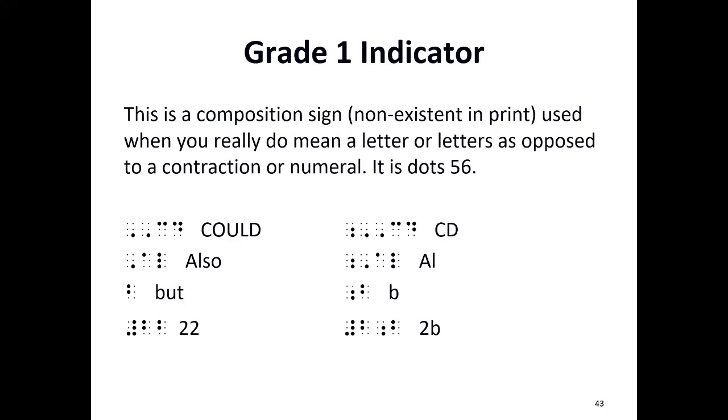There are some other examples here. Also, if you really mean that guy over there, L, A-L, you need that grade 1 indicator. B by itself means but, but suppose you really do mean the letter B. You put a grade 1 indicator in front of it, and now it's read as the letter B, not the word but. 2-2, suppose that last 2, you really mean it to mean B, not the number 2. So you put a grade 1 indicator in front of that B, and now it reads 2 B.